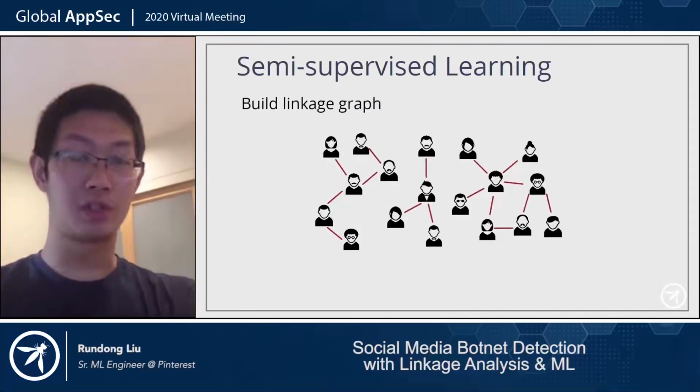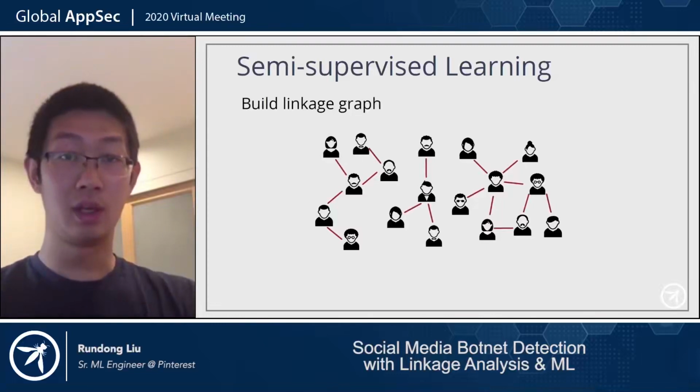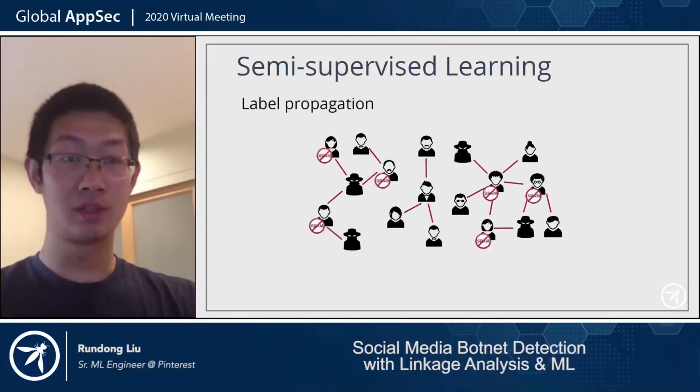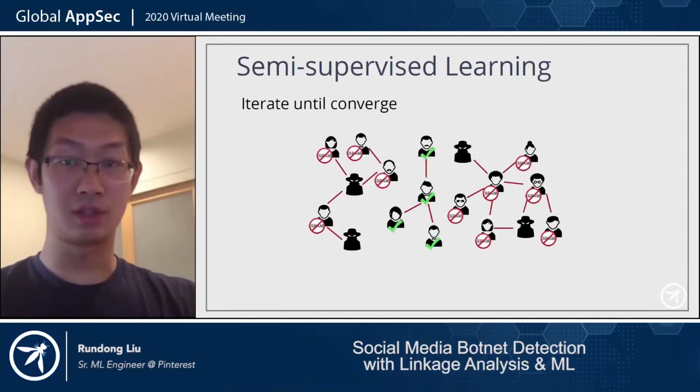Here, we'll try to leverage the account connection graph we have previously, and also utilize the shadow banned accounts. We first build the linkage graph, and from there, we'll mark the shadow banned accounts that were previously identified as bad. And using some predefined rules, we can start to propagate the label just to mark the accounts connected with the shadow banned accounts as bad. We can then try to iterate this approach until the graph converges. And from here, we gather more positive spam accounts just from the limited shadow banned accounts from the previous graph.